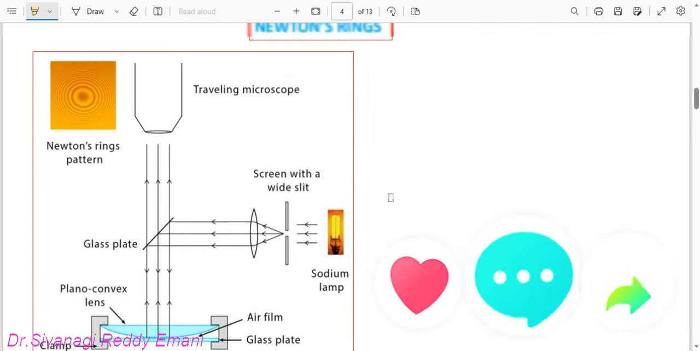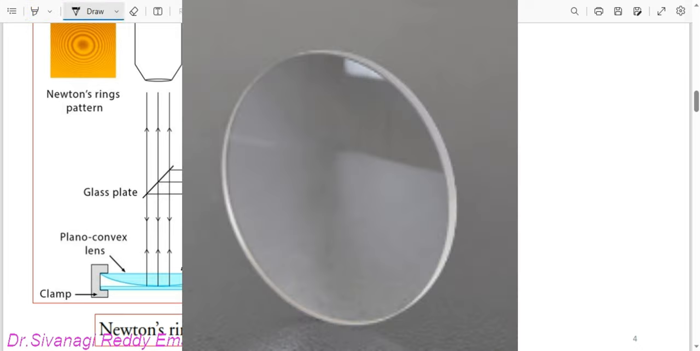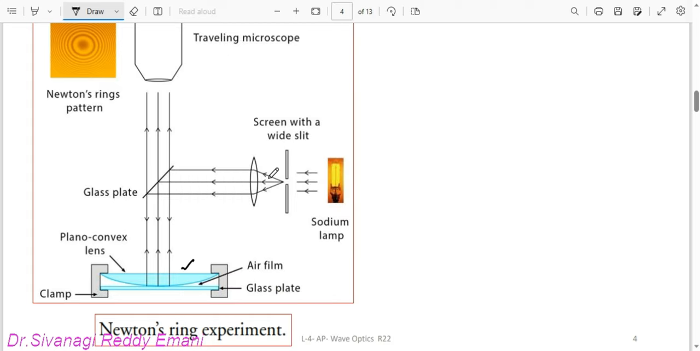We can see Newton's experiment, which we are discussing now. In this experiment, this is the plano-convex lens. We are going to measure the film thickness, and this is the glass plate beneath it. Here it forms the air film between the plano-convex lens and the glass. We have a sodium lamp, typically with wavelength lambda equals 589 nanometers. It is a monochromatic light source, so it blocks the total radiation and allows very limited radiation.